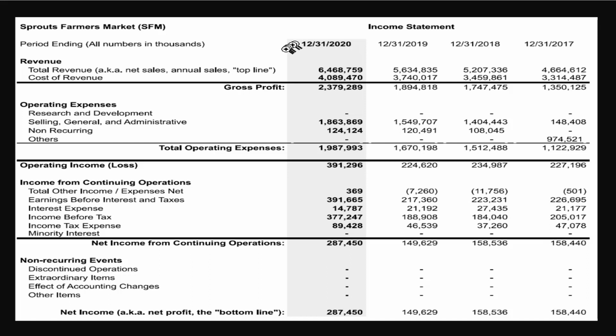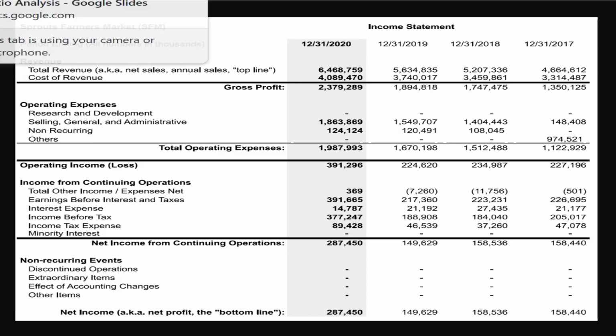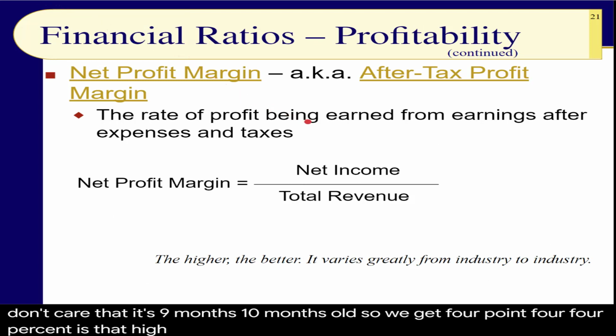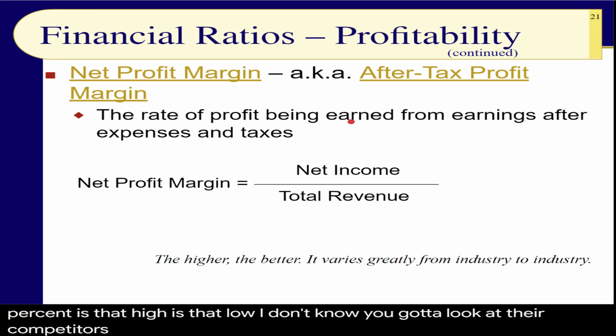Now remembering, this is the end of 2020. So normally what we would do is trailing 12 months. We would look at the most recent quarter and go back 12 months. But we're just learning how to do it, so we don't care that it's 9 months, 10 months old. So we get 4.44%. Is that high? Is that low? Well, I don't know. You've got to look at their competitors to see if that's a reasonable number.